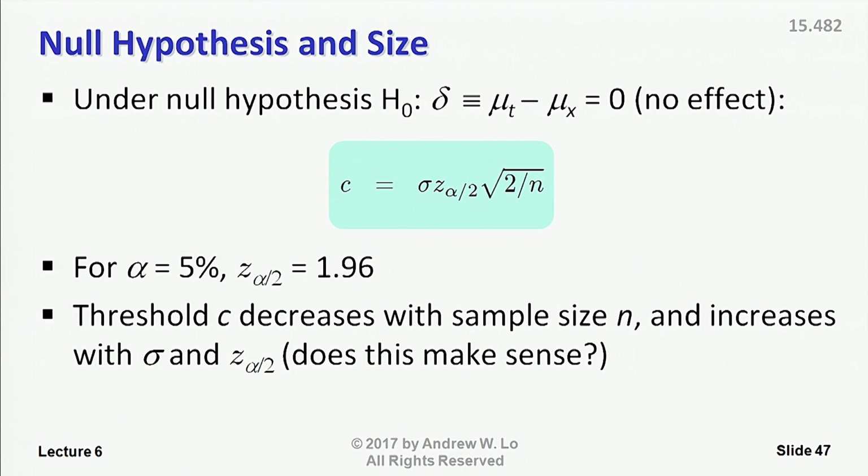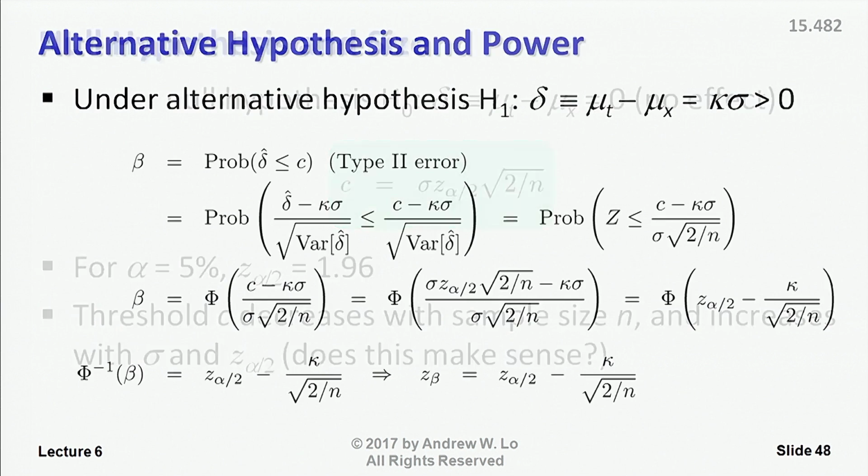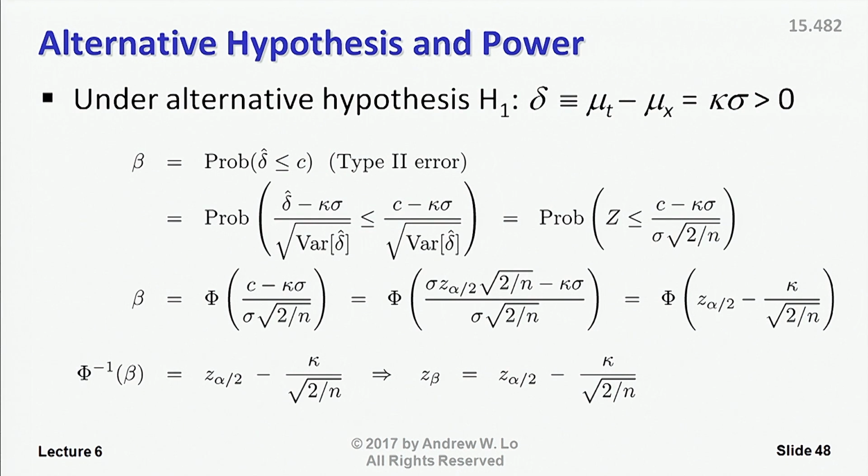And the threshold is going to increase with the volatility of the underlying patient response variable, as well as your particular statistical threshold. Under the alternative hypothesis, you can calculate the probability of a type 2 error. It's the probability of not rejecting the null hypothesis under the alternative hypothesis. And the alternative hypothesis is that, yes, there is an effect, and the effect is some multiple of the standard deviation of the underlying patient response, where kappa is some number greater than 0.